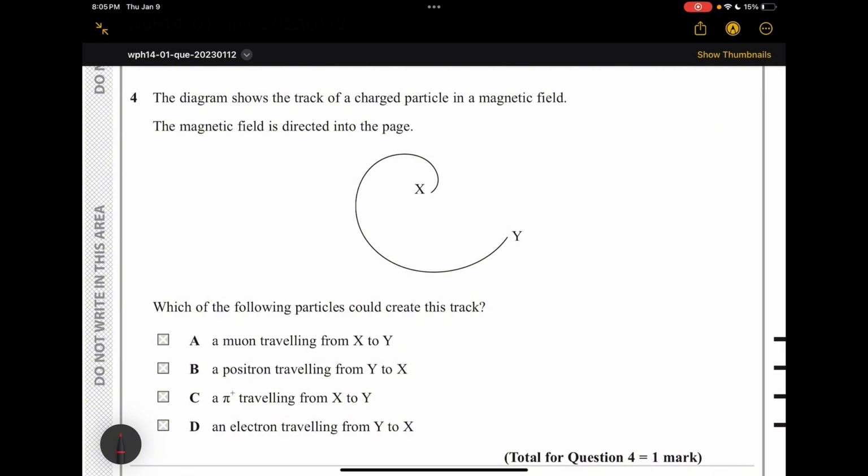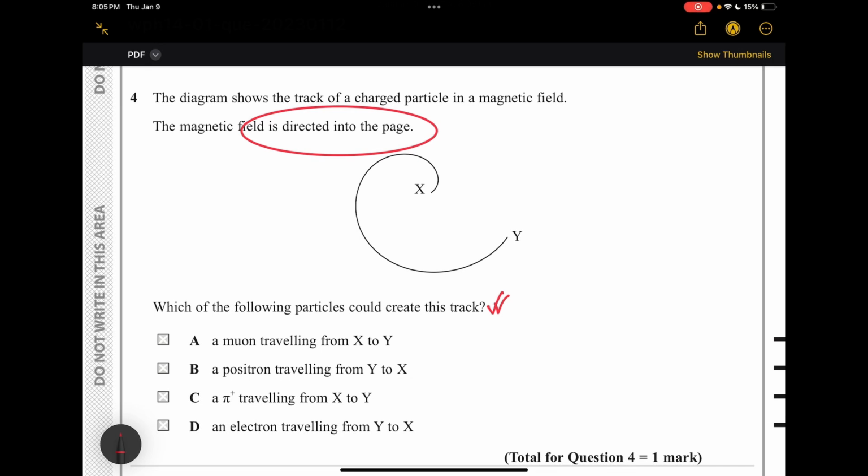Basically in this question, the diagram shows the track of a charged particle in a magnetic field. Here the magnetic field is directed into the page. Okay, very good, this is an important part. Now, which particle could create this track? This is the question.